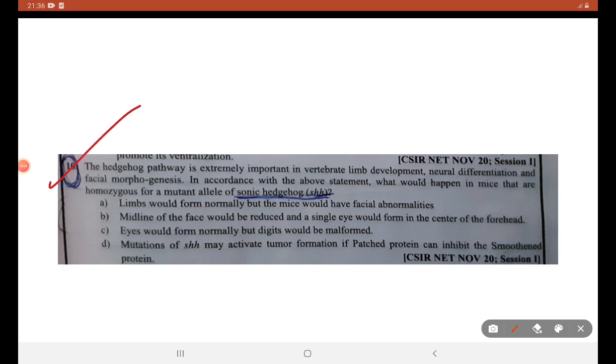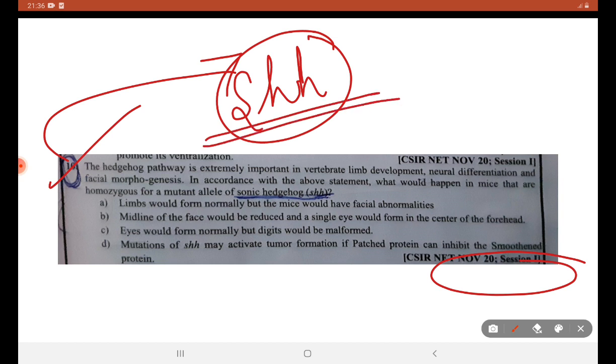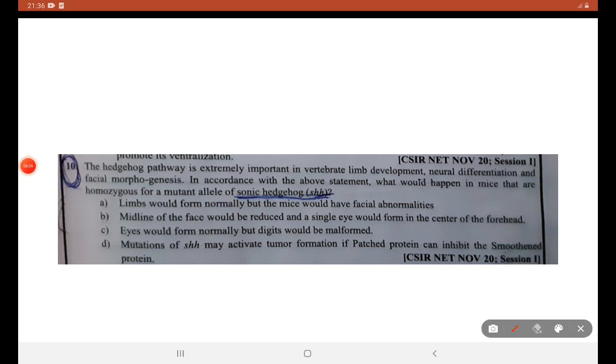Now, hedgehog pathway of November 2020. We have already uploaded a video on sonic hedgehog signaling system. Please go back and watch this video before answering this question. That will be of great help. So this question does not need concept explanation because concept is already explained in our channel itself. Hedgehog pathway is extremely important in vertebrate limb development, neural differentiation and facial morphogenesis. In accordance with the above statement, what could happen in mice that are homozygous for mutant allele of sonic hedgehog?